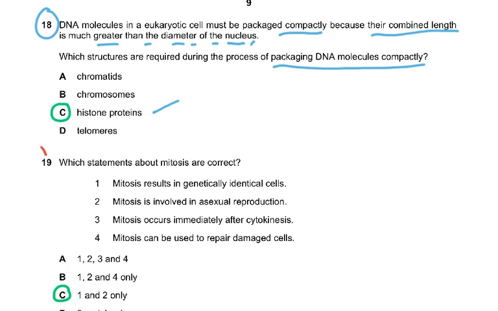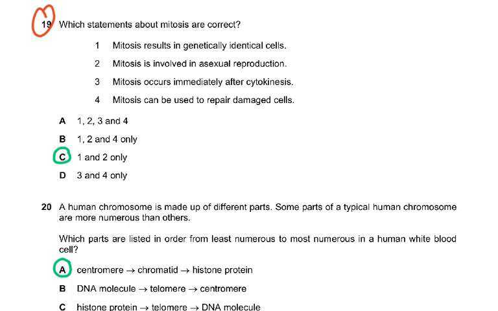Question 19. Which statements about mitosis are correct? Mitosis results in genetically identical cells. Mitosis is involved in asexual reproduction. Mitosis occurs immediately after cytokinesis. No, that's wrong. Cytokinesis occurs after mitosis. Mitosis can be used to repair damaged cells.